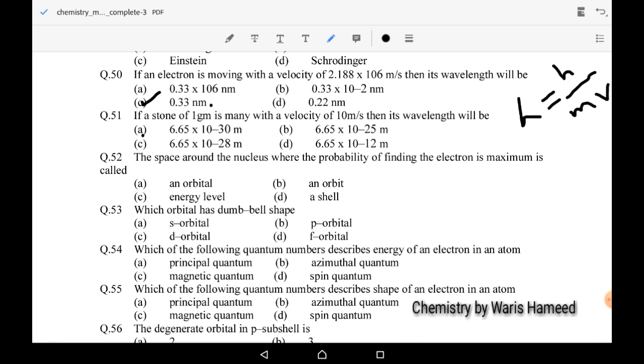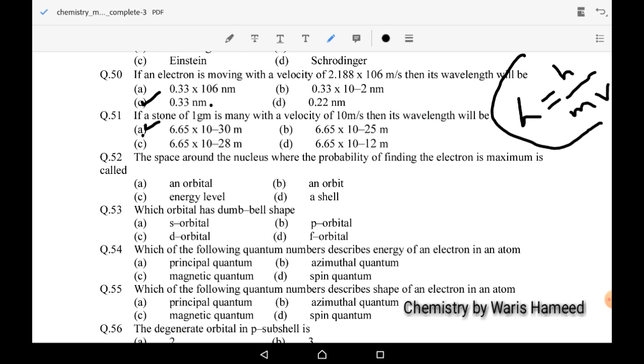If a stone of 1 gram is moving with a velocity of 10 meter per second, then its wavelength will be? Again, we will use the mentioned equation for the calculation of wavelength, and its answer is 6.65 multiplied by 10 to the power minus 30 meter.